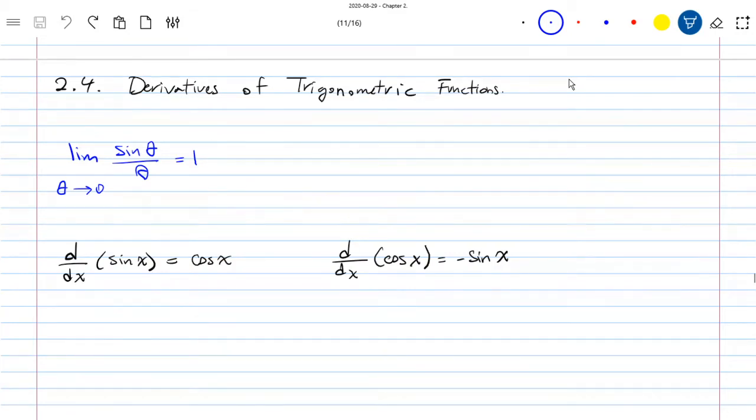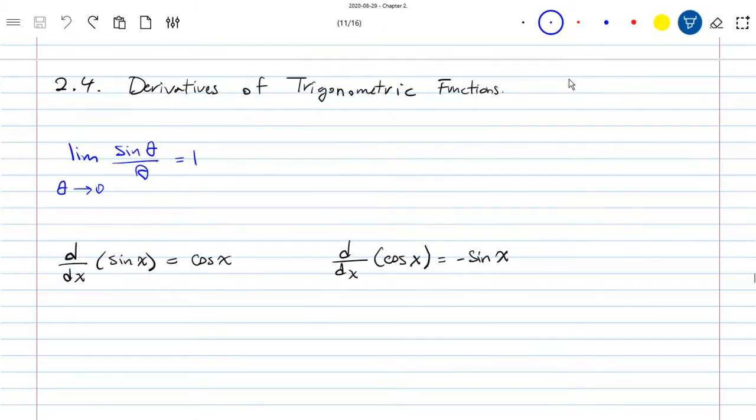Welcome back. Today we're going to talk about the derivative of trigonometric functions. Before we get into it, let's mention this specific identity. Consider the limit of sine theta divided by theta as theta approaches 0.